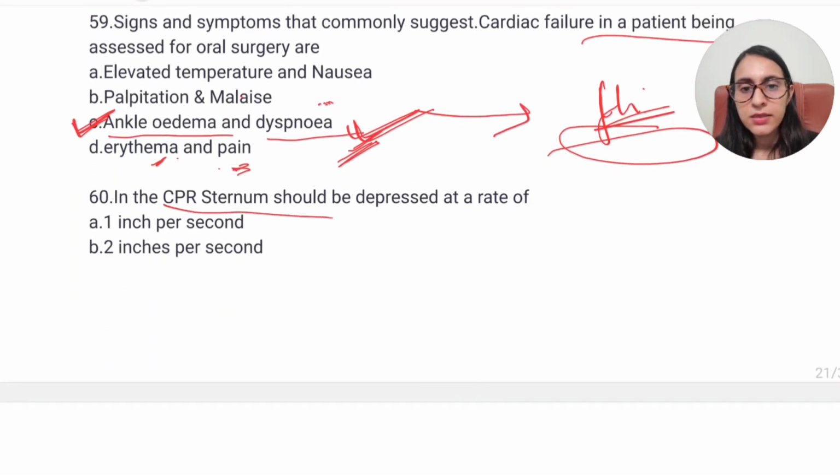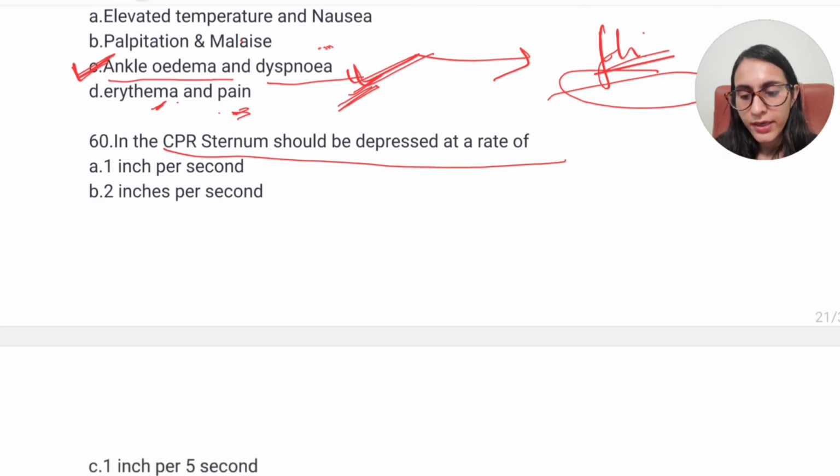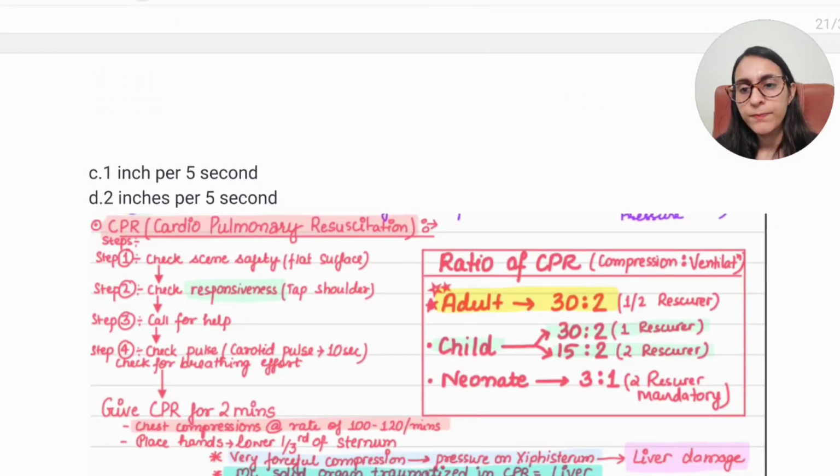In CPR, sternum should be depressed at what rate? So this is again a slide from oral surgery, and in general surgery also we have studied the same thing from the crash course lecture.